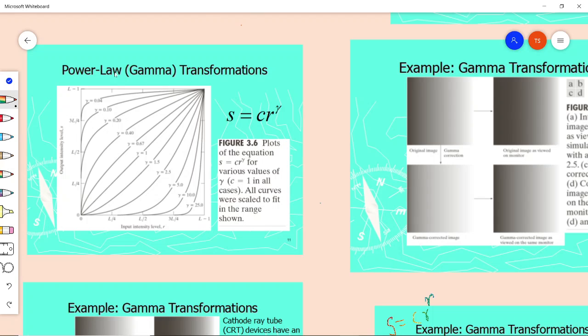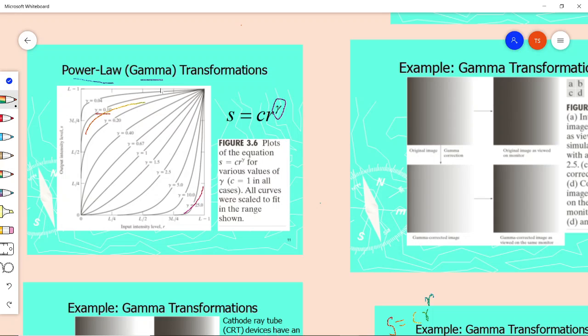Now I'll show you another type of transformation apart from log transformations and the other transformations. This is the power law, which is nothing but the gamma transformation. We know this is the symbol of gamma. By varying the values of gamma, we are doing transformations upon the image. These are our input intensity values and these are the resultant output intensity values after applying gamma transformations. Whenever the gamma value is equal to 25.0, the curve is in this way. Whenever gamma is equal to 0.10, then our curve looks like this.